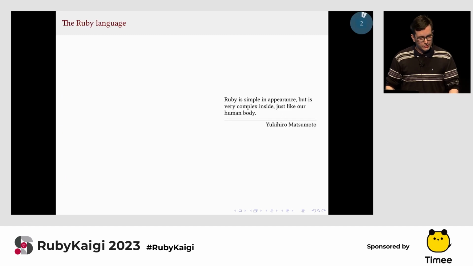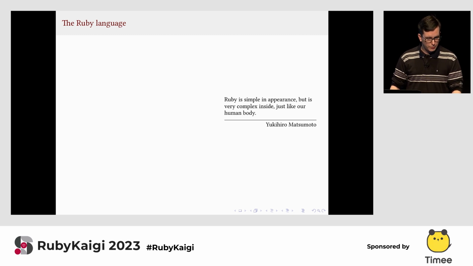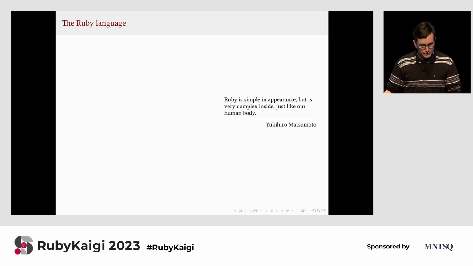So how does it work? As Yukihiro Matsumoto said, Ruby is simple in appearance, but it's very complex inside, just like our human body. And when I was developing this engine, I tried to use the same pattern that Ruby uses, that is to have an interface that is easy and simple, but inside is very complex, so it hides from you all the complexities of how the engine works inside.